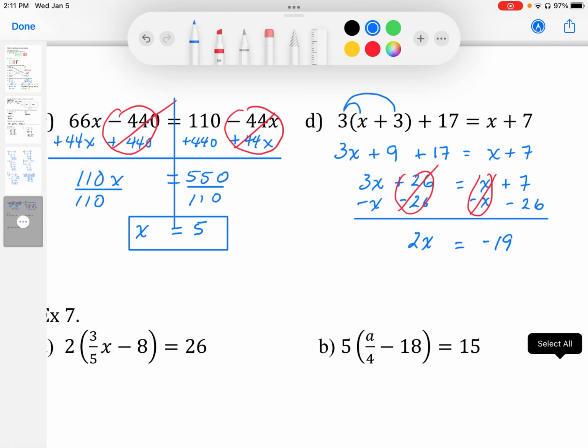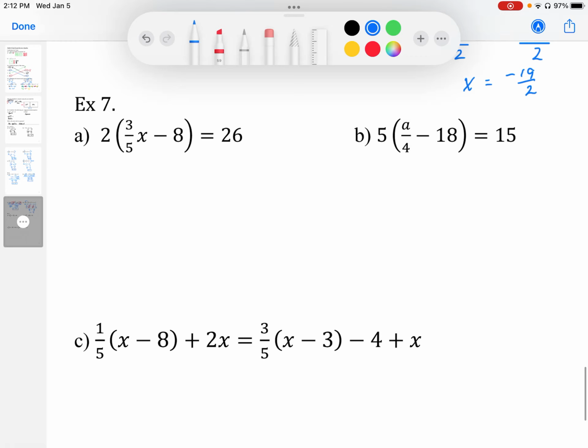So then I can solve for my x by dividing by 2, although 2 does not divide into 19 very nicely. We can just leave it as a fraction. So x is equal to negative 19 over 2, which is really negative 9.5.